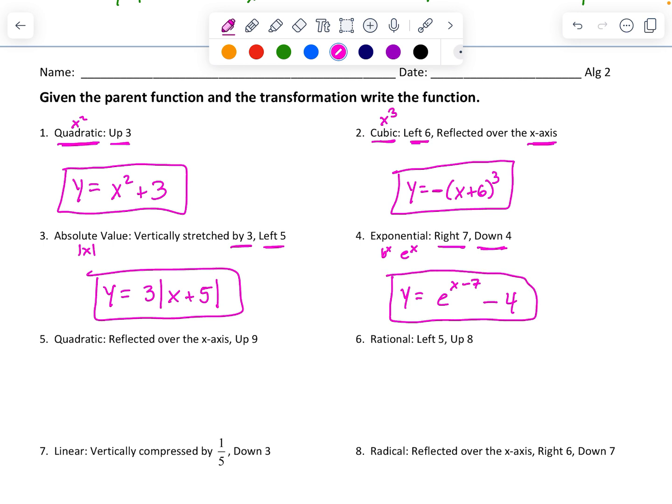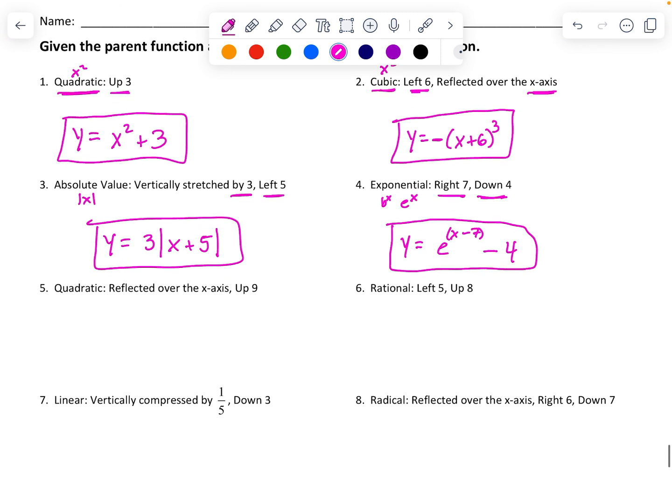So I know there's not parentheses in that one to show the left and right, but the exponent kind of has implied parentheses, that like that's happening inside of it. 5, we've got another quadratic, so an x squared, reflected over the x-axis, up 9. So x squared, to go up 9 needs the plus 9, and then reflection gives me that negative in the front.